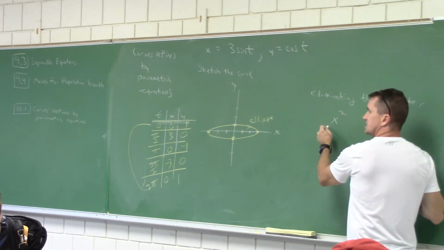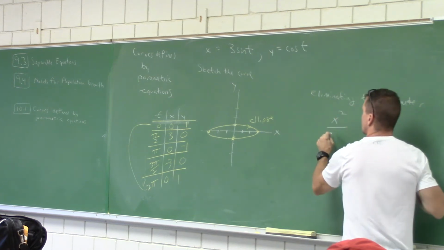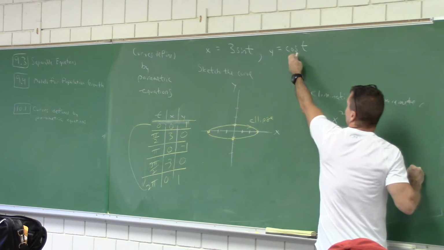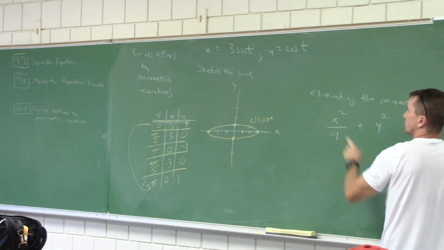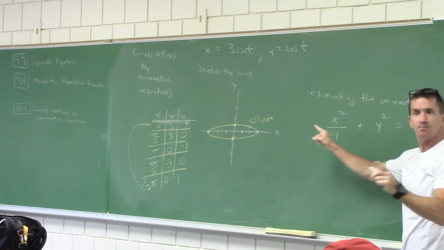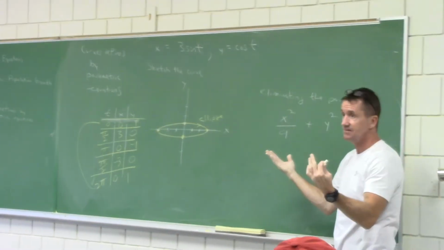If I just do x squared over, what's 3 squared? If I take this and divide by 9, and then I add this, do you all agree that if I substitute this back in here, it turns into a 1? Because sine squared plus cosine squared equals 1. Now I'm being creative.